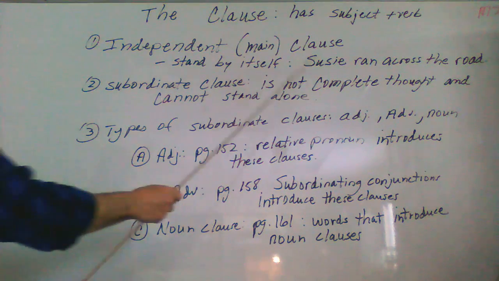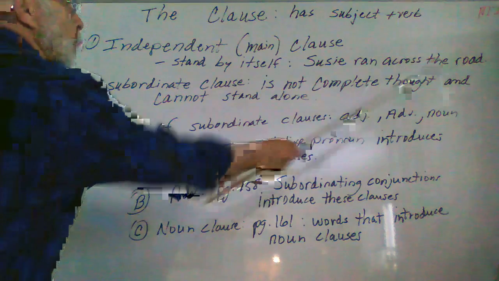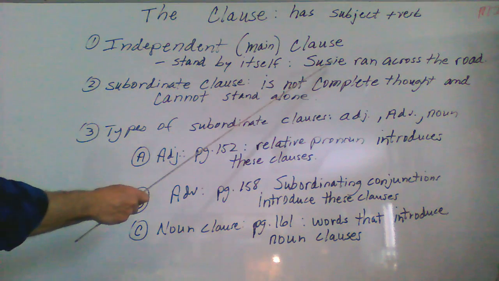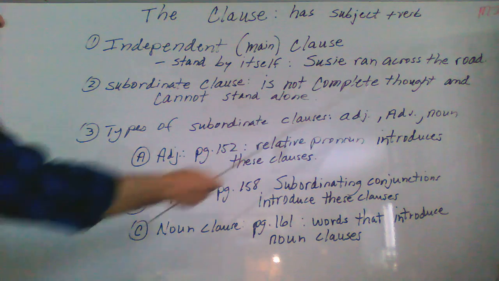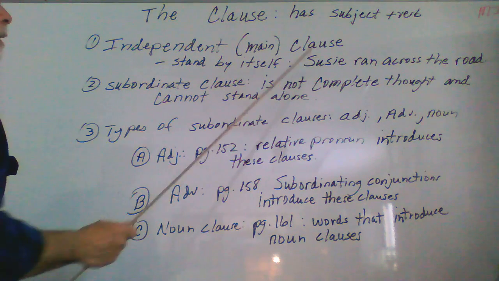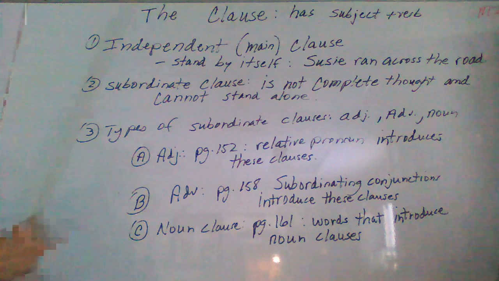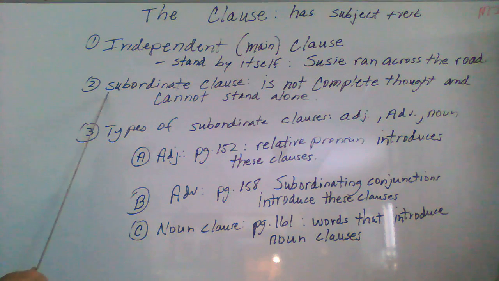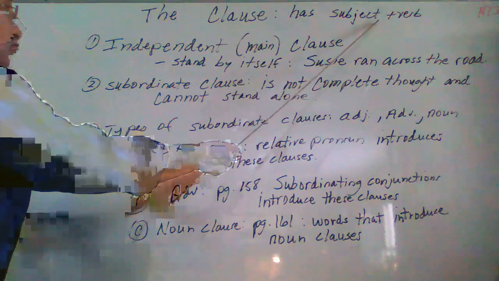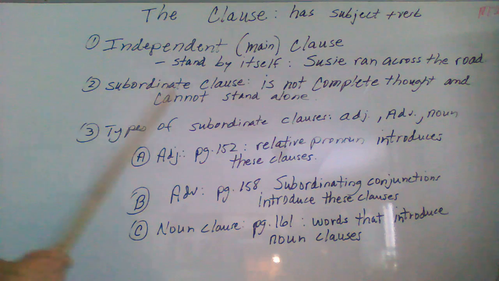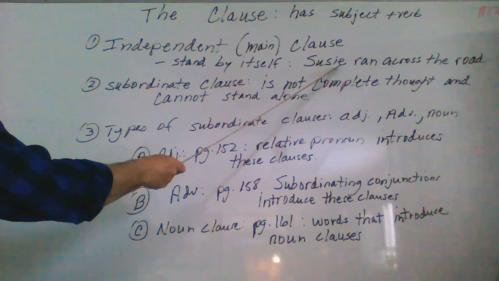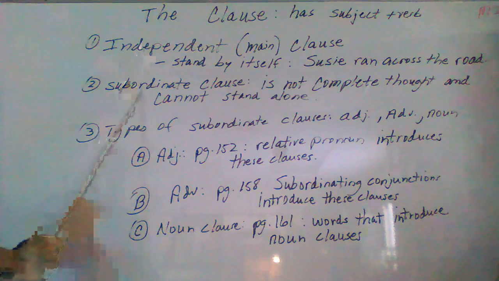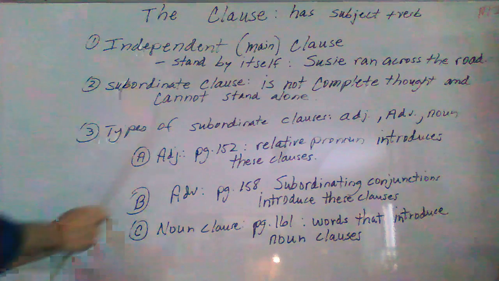An example: Susie ran across the road. Susie, my subject, ran, my verb. It's a complete thought, ends in a period, begins with a capital letter, and it follows all the rules for a sentence. Well, a subordinate clause has a subject and a verb, but it's not a complete thought and cannot stand alone. I can change "Susie ran across the road" from an independent to a subordinate clause by putting a clue word in front.